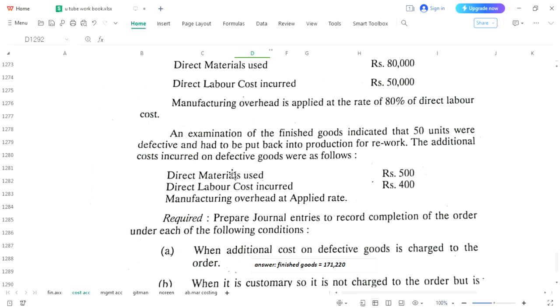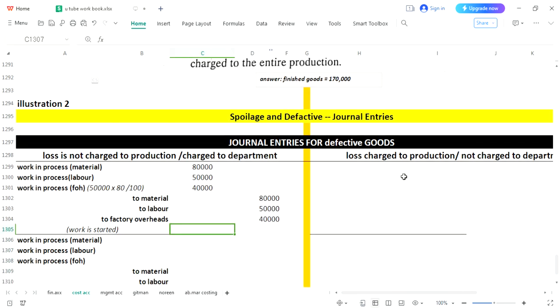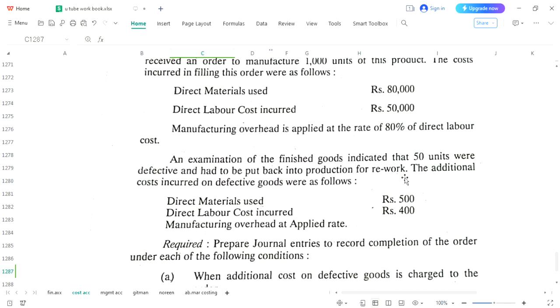The additional cost incurred on defective goods are material used. Again, it's so easy that you don't need to calculate the amounts. These amounts are already present in the question. We will directly put material cost 500 in front of material, and then we have 400 for labor cost.